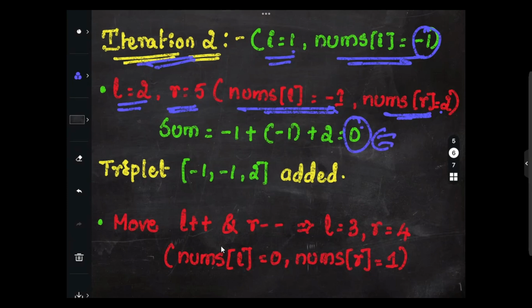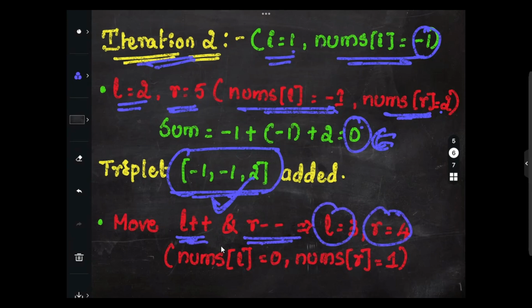So when this has led to the value 0, we will be adding this triplet to the array. The first triplet that led to 0 is -1, -1, 2. As we have got the solution 0 here, we will increment the left pointer and decrement the right pointer.